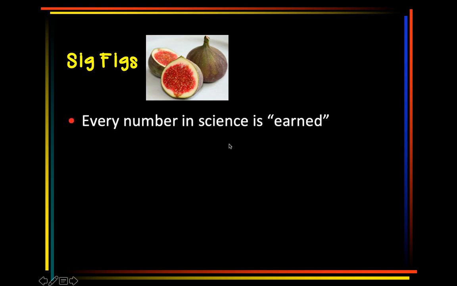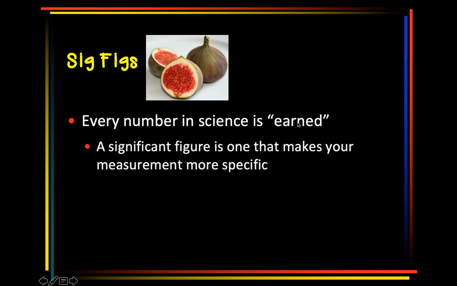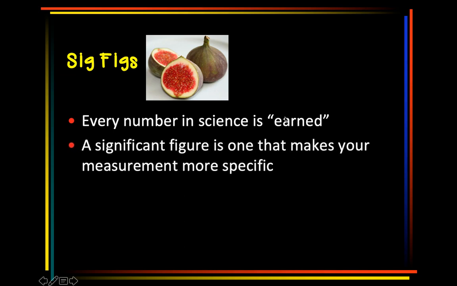The tricky thing about science is that in science, every number is earned. When you're taking data, those numbers are not just made up. Like when you read something off of a ruler or a thermometer or a balance, those numbers are real numbers. They're not just made up. There's a reason there's either 1 decimal or 2 decimals. A significant figure is one that makes your measurement more specific.